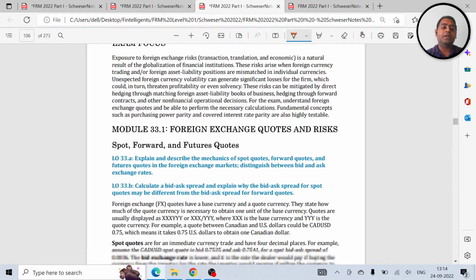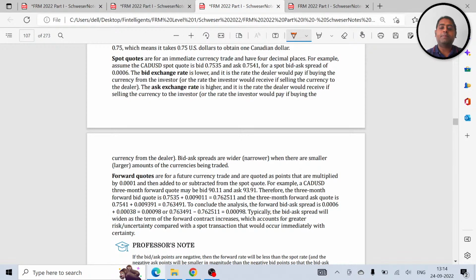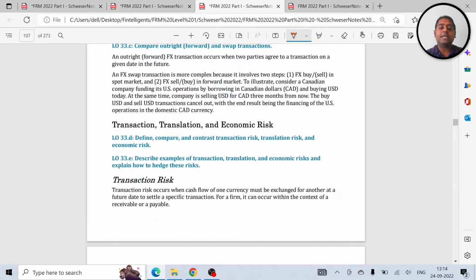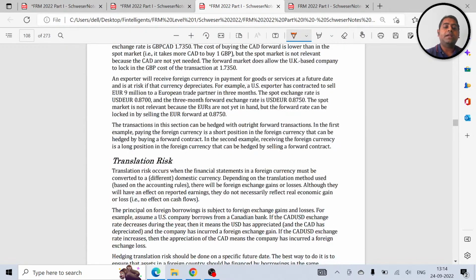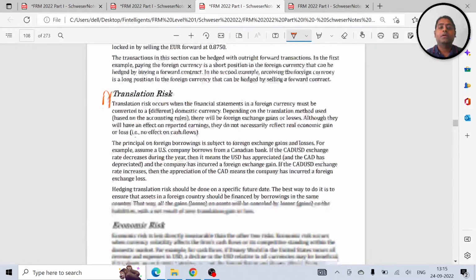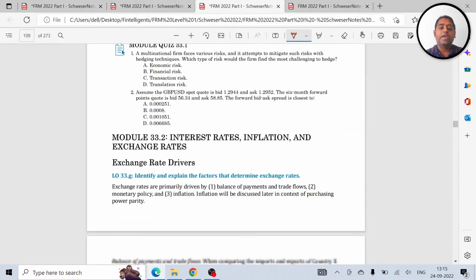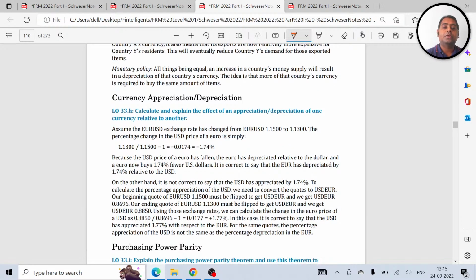Foreign exchange market, spot rate, future rate, this part, the forward rate. This forward quote is important. Transaction risk, this part, transaction risk and the translation risk. Don't skip that. Okay. Multi-currency hedging is okay. Exchange rate drivers, okay. Currency appreciation and depreciation. This entire part, marking it as star.